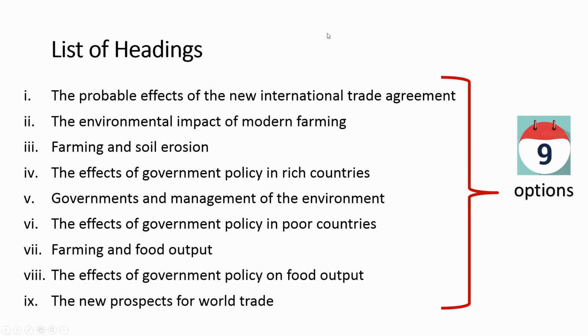So you can consider this list of headings as options. In multiple choice questions, we have just 4 options, for example. But in this case, you can think of it as if you have 9 different options, or headings, that you are going to match with the sections or paragraphs of the text.